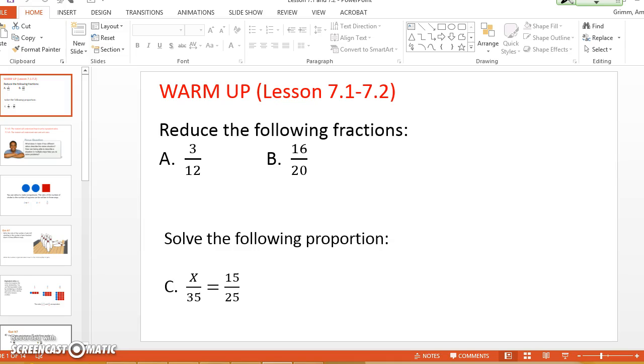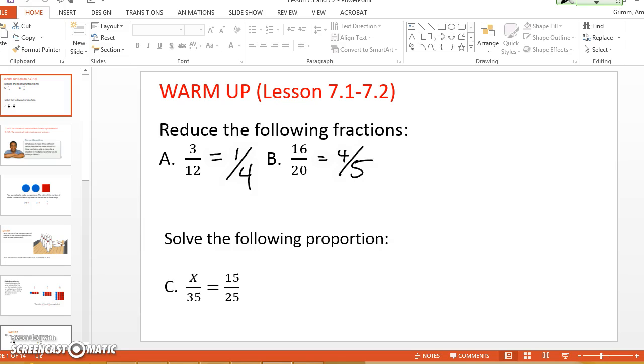Okay, reducing the following fractions. We can do this, correct? Oh, please say we can reduce. Okay, Eric. A is 1/4. Very good. And what would B be, Catherine? 4/5. Very good.